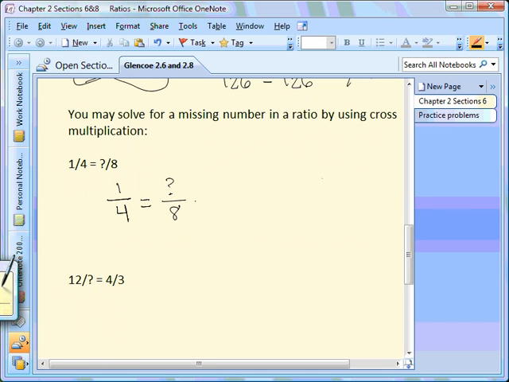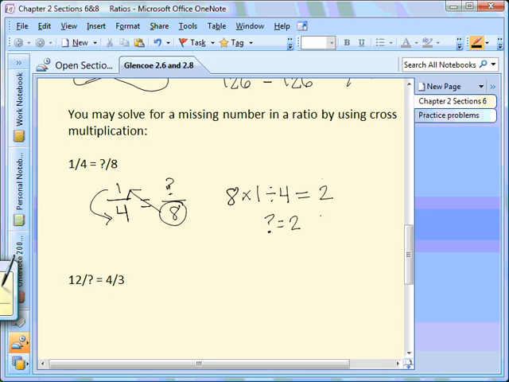Okay, the first thing we need to do is find the missing number. So the missing number is where the question mark is, and we're going to go to the number either above or below it, the number that's within the same ratio. So the number in the same ratio is the 8. We're going to cross multiply the 8 by the 1 and then divide by the leftover number, which is the 4. So we take the 8 times the 1 and then the leftover number is the 4, and we divide by that. 8 times 1 is 8, divided by 4 is 2, so our question mark is going to be equal to 2.